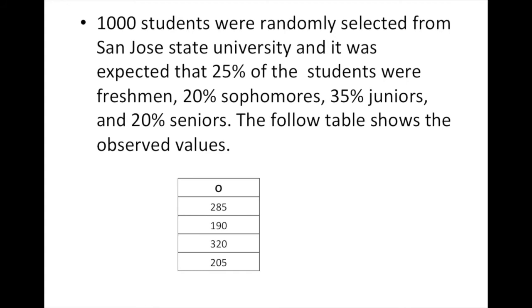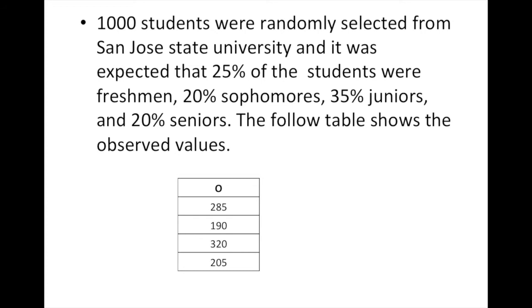The first step we're going to do is to calculate the expected value. As we can see in the problem, 25% of students were freshmen. N is 1,000. According to the formula, we have E equals NP. It's 1,000 times 25%, which equals 250. And 20% sophomores means 200, 35% means 350, and the last 20% means 200.